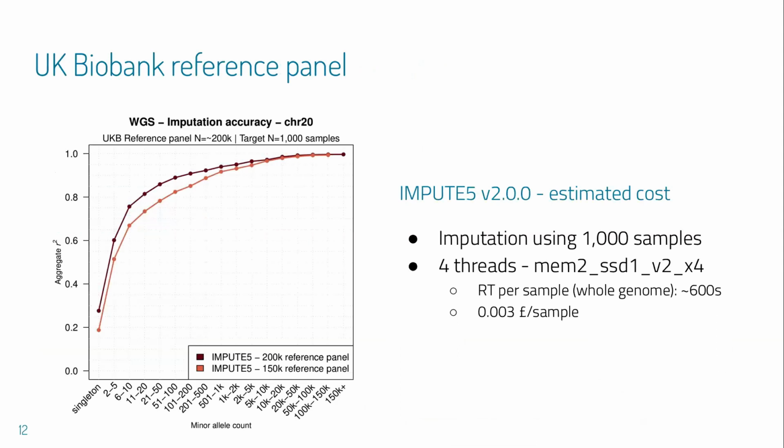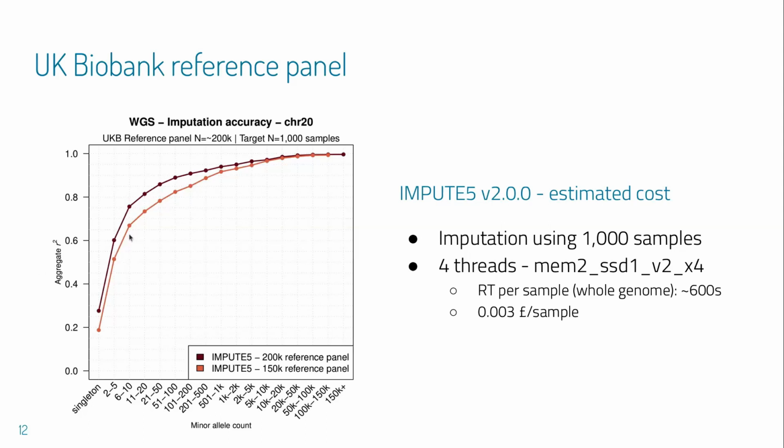And this is what an imputation plot looks like. On the x-axis, you see minor allele count in the reference panel. In this case, we go up to 200,000 reference panel samples. And on the y-axis, we have aggregate R-square. It's just a measure of imputation accuracy, of our imputed calls compared to the 30x data that we have available on the platform, which we treat as the ground truth.